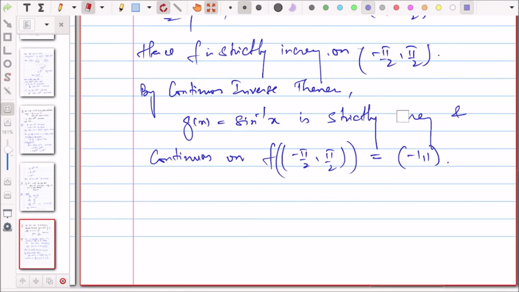Yes. Okay, don't say strictly increasing, because the theorem, the continuous inverse theorem, says strictly monotone, okay, so monotone. So this g(x) equal to sin inverse x is strictly monotone and continuous on this f of minus pi by 2 to pi by 2, which is nothing but the interval minus 1 to 1. It gives all the values minus 1 to 1, and minus 1 comes at sine of minus pi by 2 and 1 comes at sine of pi by 2, but they are not included, therefore here also it is not included, fine.